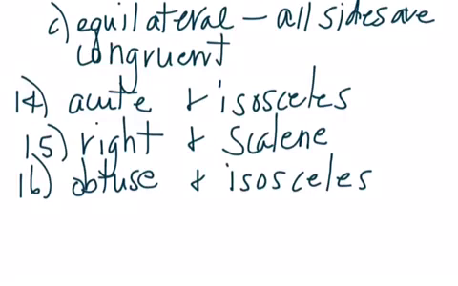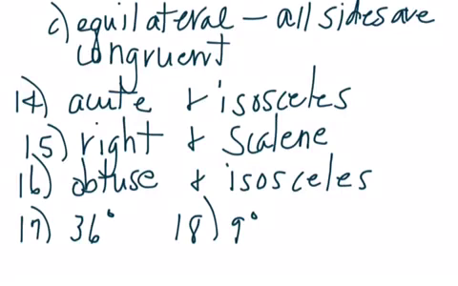Number 17 asks you to find the value. Number 17, x is 36 degrees. Number 18 is 9 degrees. And number 19 is 45 degrees.